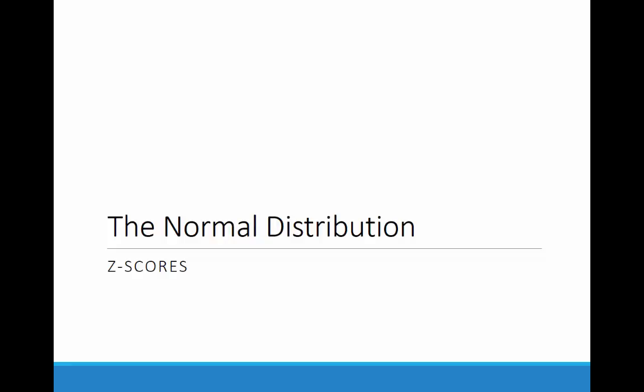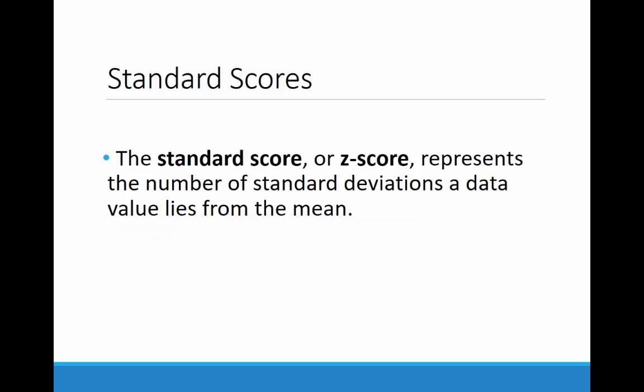The normal distribution, z-scores. The empirical rule only applies to data values that are exactly 1, 2, or 3 standard deviations from the mean, meaning it has limitations. For other cases, we can generalize this rule if we know precisely how many standard deviations from the mean a particular data value lies.